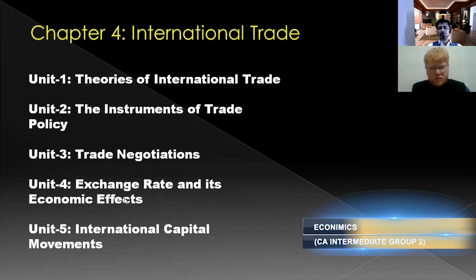And finally, the 4th chapter is International Trade. In this chapter, there are 5 units, as I mentioned. The first is Theories of International Trade. The second is the Instruments of Trade Policy. The third is Trade Negotiations. Number 4 is Exchange Rate and its Economic Effects. And finally, International Capital Movements. So these are the units in the 4 chapters.